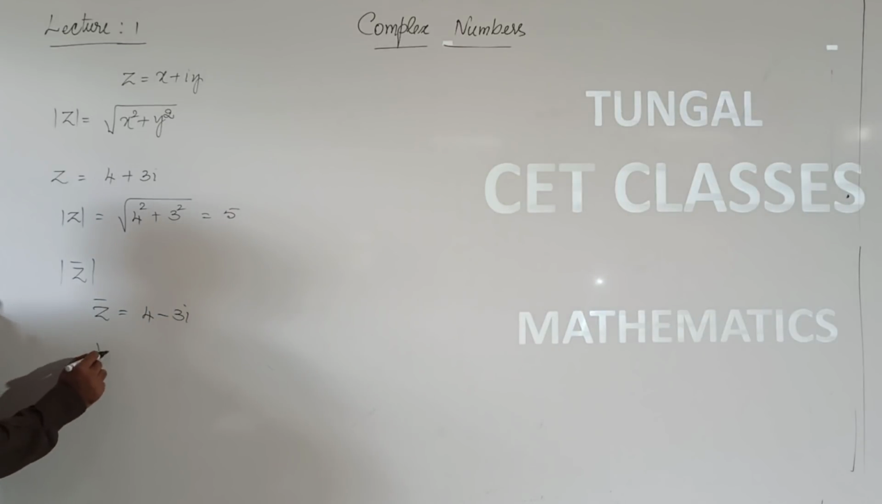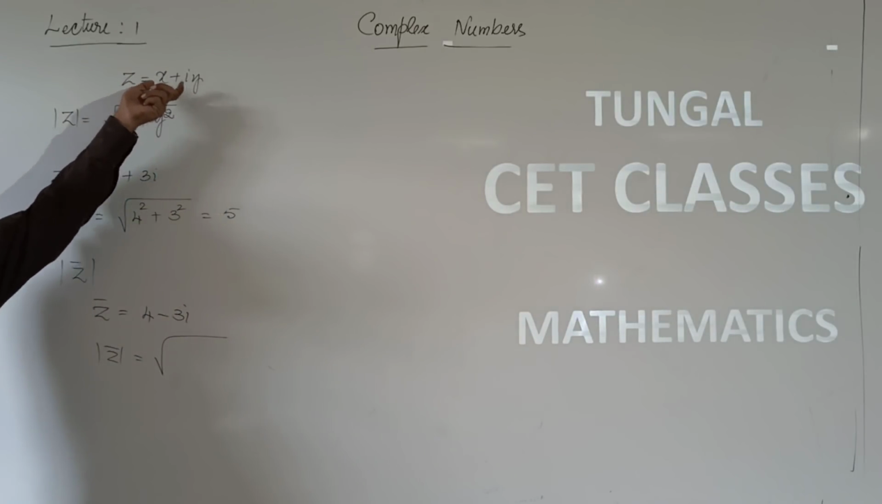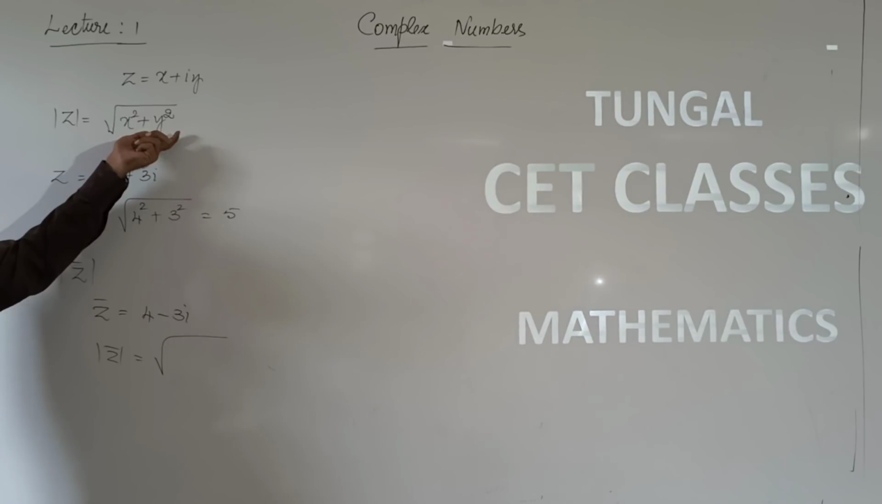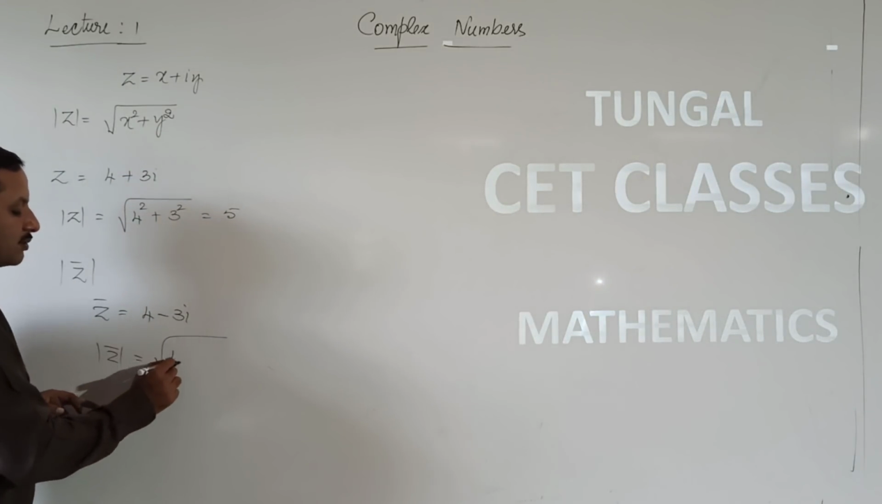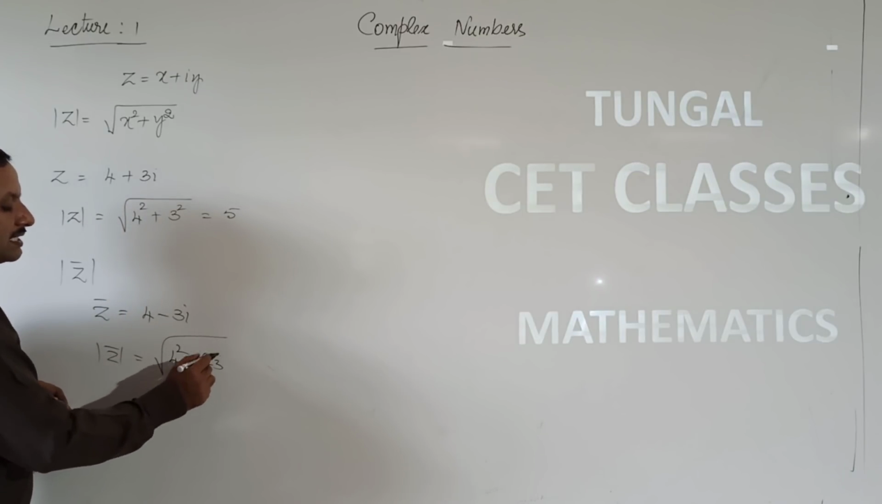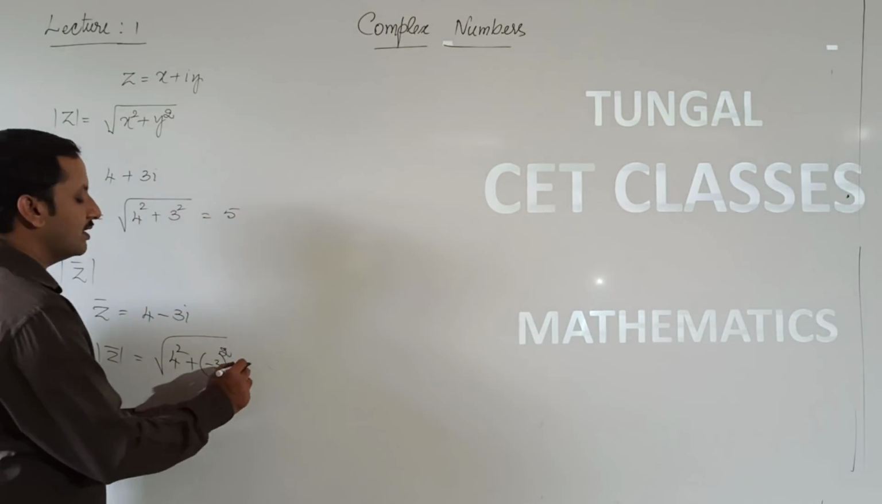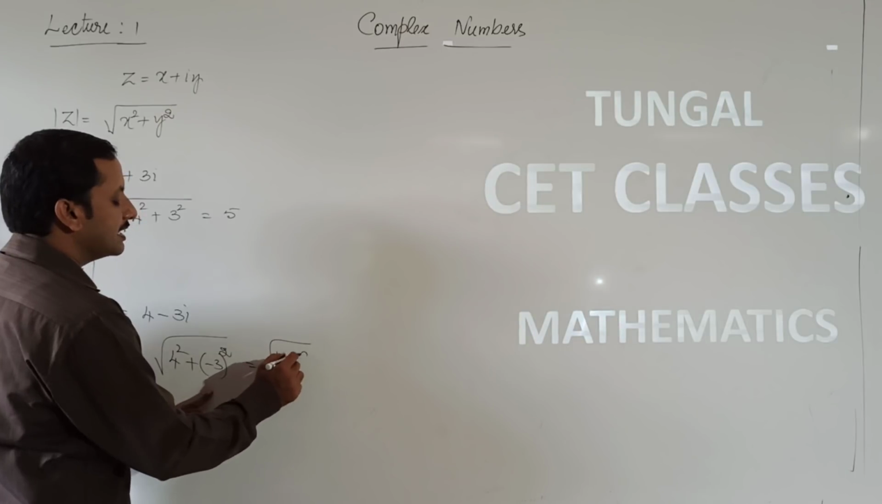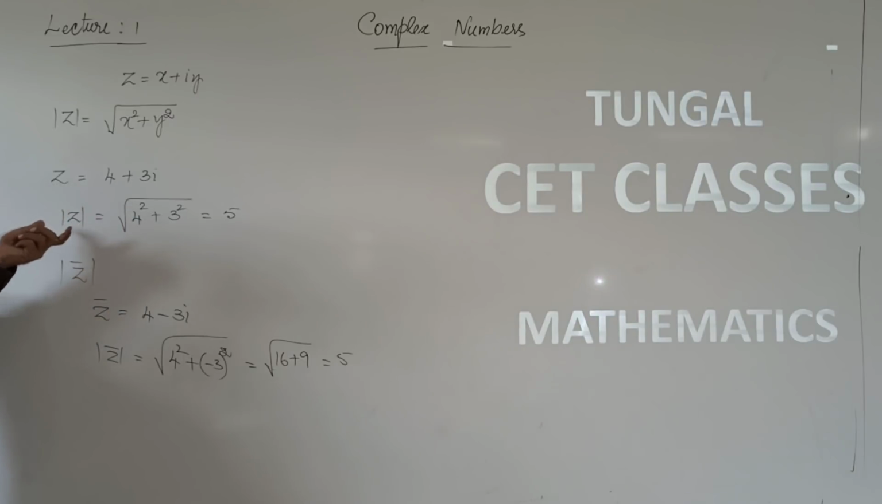Now, the modulus of z bar, I know that, is equal to the square root of, how do we define modulus? If z is equal to x plus iy, the modulus of z is defined as the square root of x square plus y square. So for the modulus of z bar I want the square root of x square plus y square. x is 4, so x square is 4 square. y is minus 3, y square is minus 3 whole square. 4 square is 16, minus 3 whole square will give you 9. 16 plus 9 is 25, root of that is 5. So here you observe that the modulus of z is the same as the modulus of z bar.